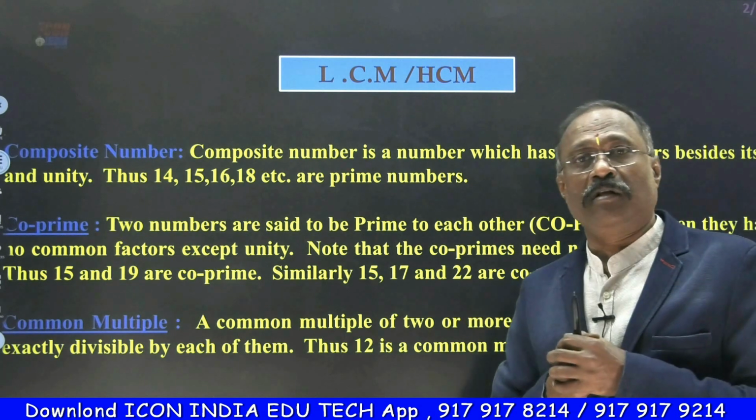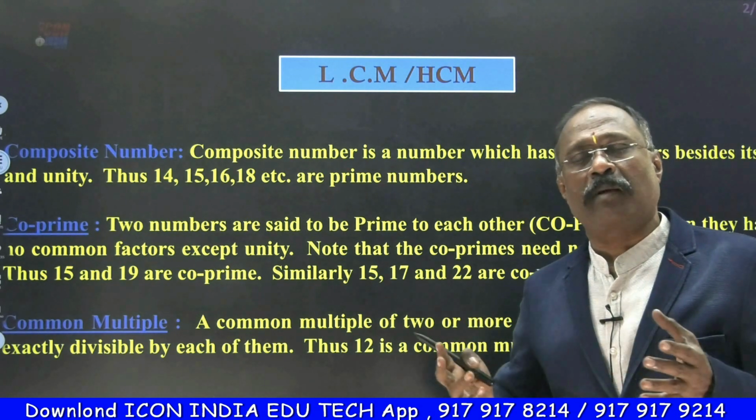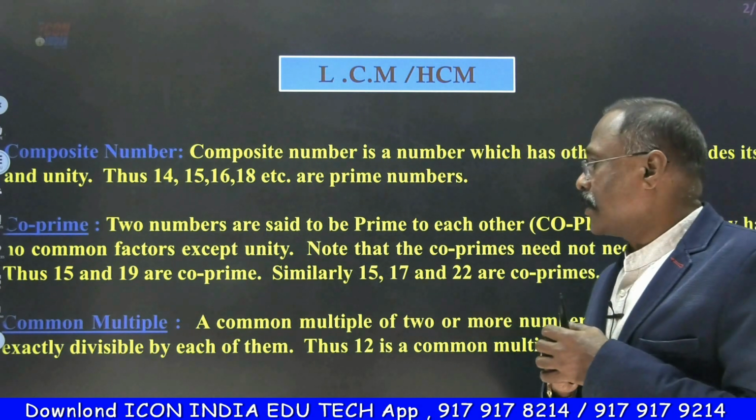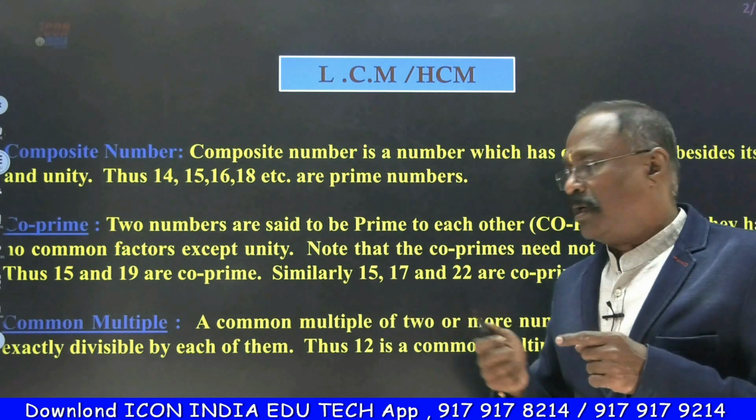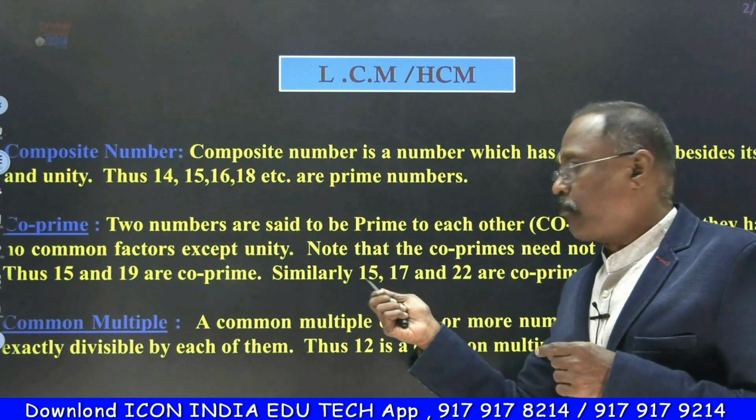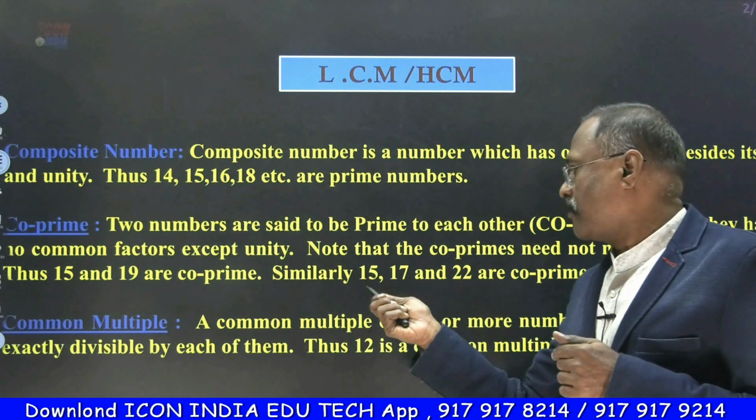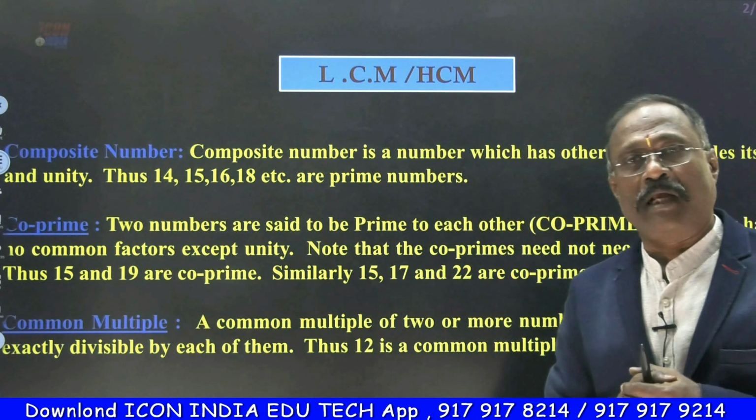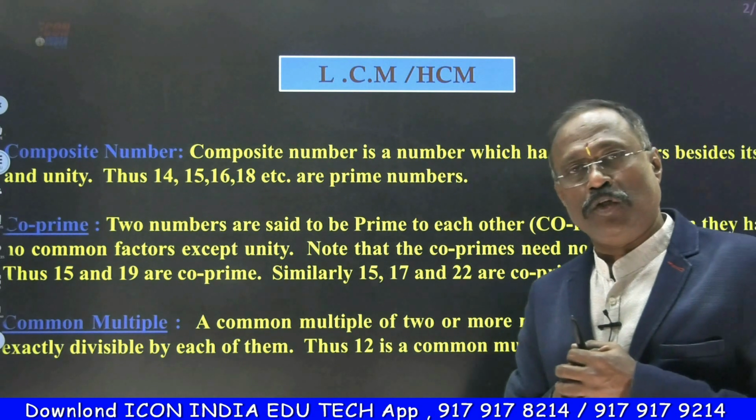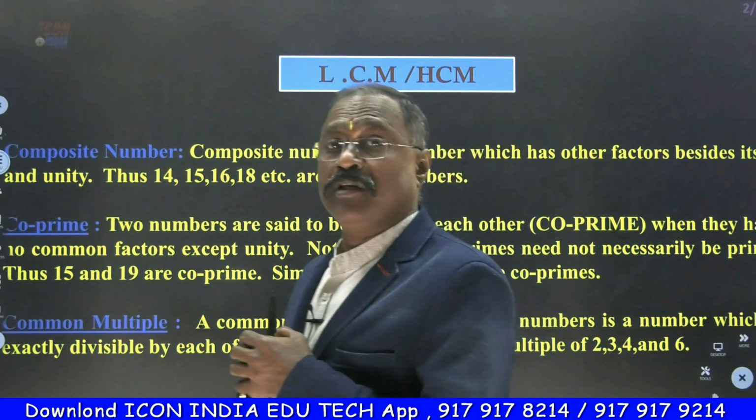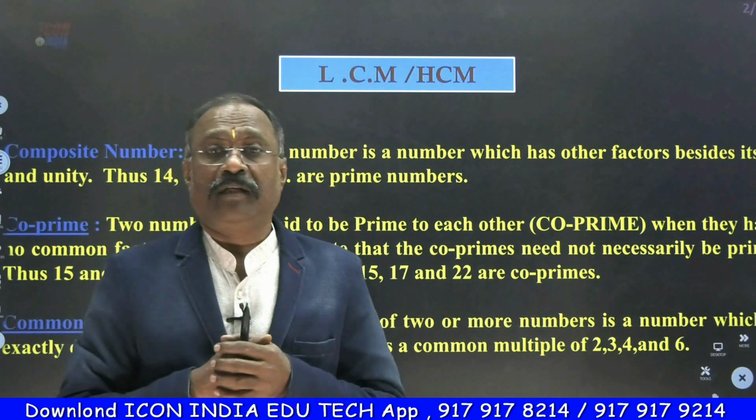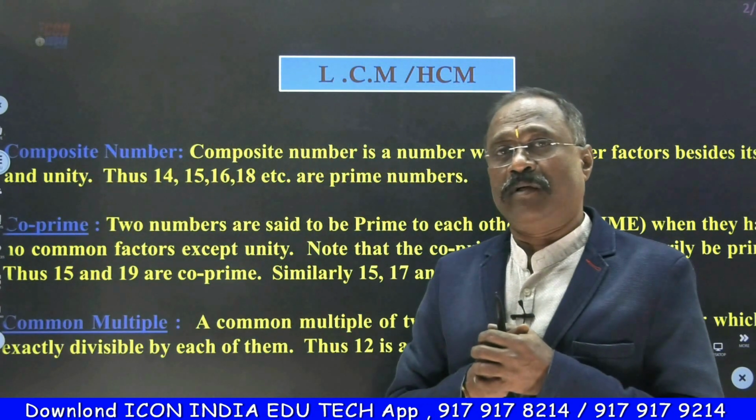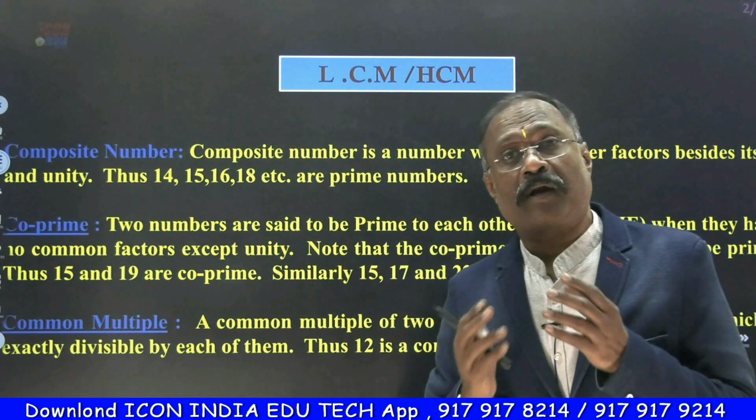Because if you take 15, it is not a prime number, because it can be written as 3 into 5. So even though it is not a prime number, the co-prime numbers for 15 can be taken as 17 and 22. Similarly, 15 and 19 are also co-prime numbers. So co-prime numbers are those numbers which, other than unity, do not have any common factor.